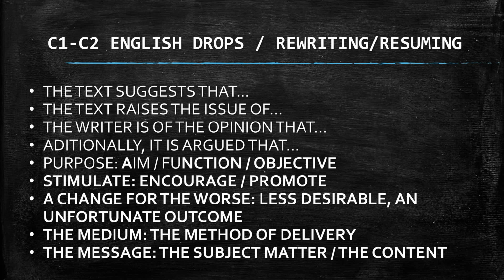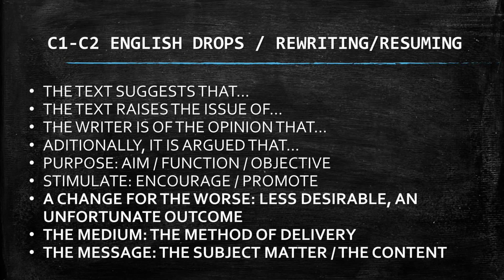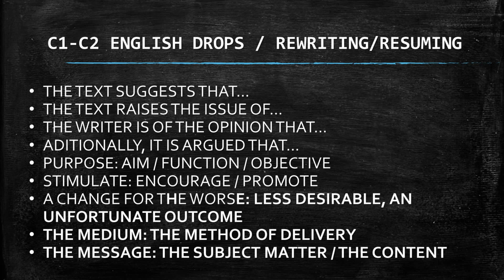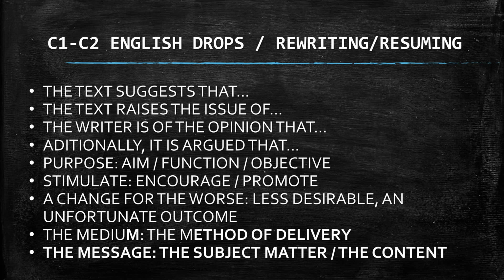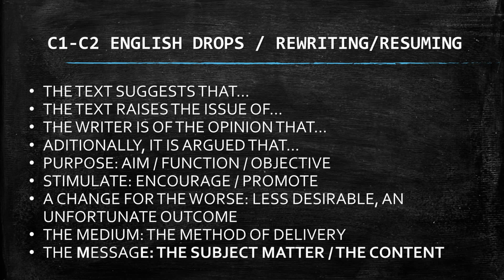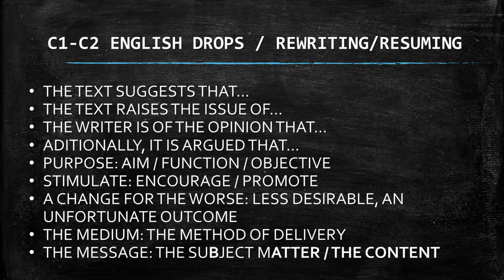And then if we want to talk about purpose, we could always use aim, function, objective, or stimulate, and we could also use something like encourage or promote a change for the worse. For example, the expression less desirable, or an unfortunate outcome, which is very C1, C2 level. If we are talking about the medium, we could always say the method of delivery, and for the message we could always say the subject matter or the content.